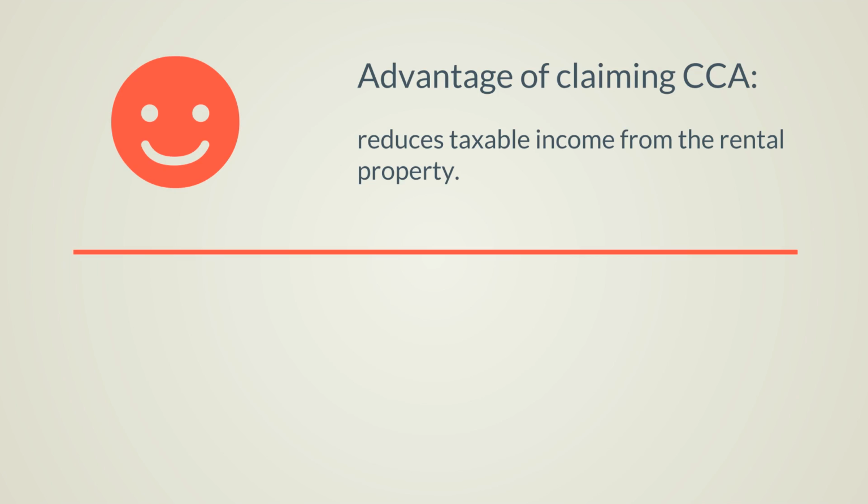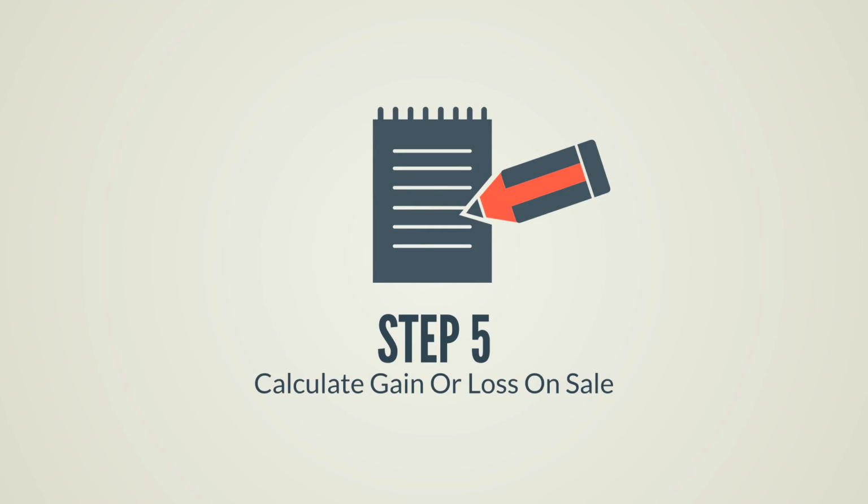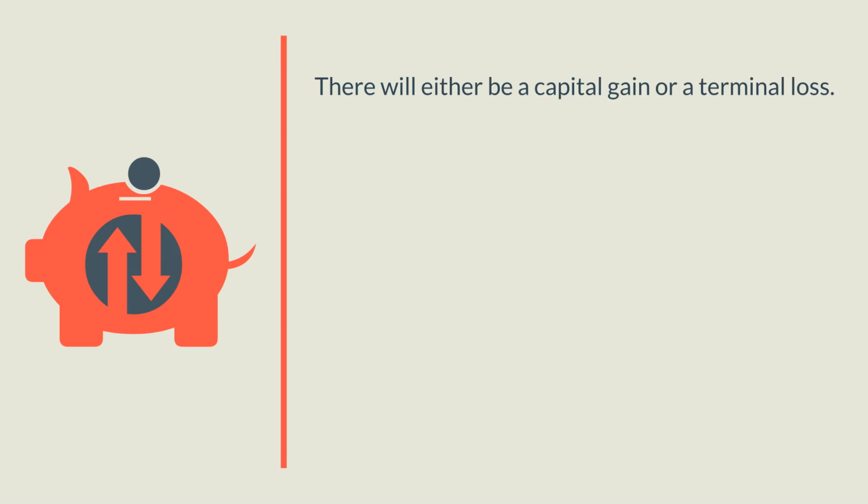The disadvantage, however, is at the time of the sale, all of the previous CCA claimed must be recaptured into taxable income and is therefore subject to tax. Number 5. Calculate the gain or loss on sale. The last step in how to prepare tax returns for rental properties in Canada is to calculate the capital gain or terminal loss. When you sell your rental property, you'll either have a capital gain or a terminal loss.